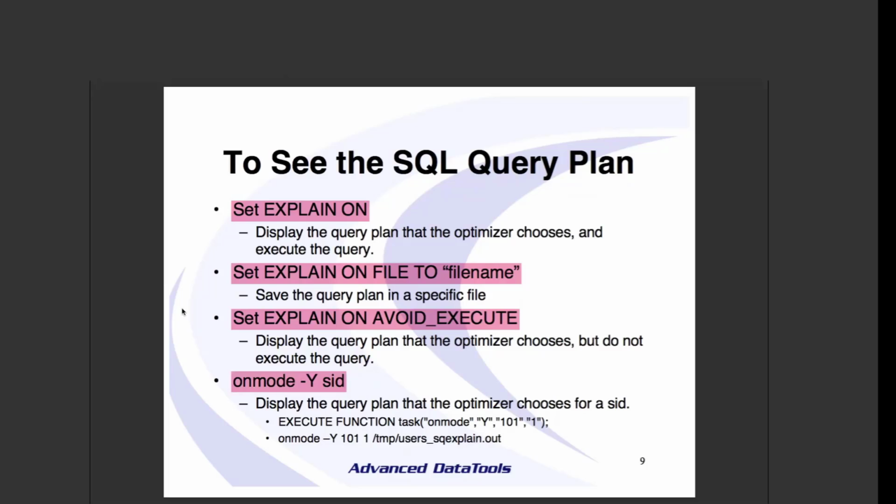What I like to do is onmode -Y, give it a session ID, 1, and then the name of the file. 1 says turn it on, and this gives me a file where I know where it's going to go. And so I can see the SQL explain output for that user's session. Now that will only turn it on for that one session ID. As soon as that session ID is gone, it's turned off.